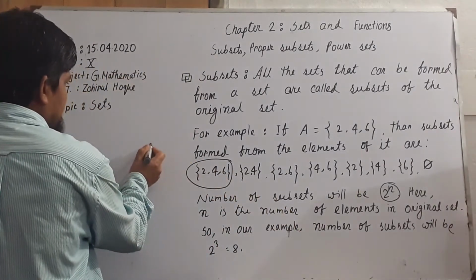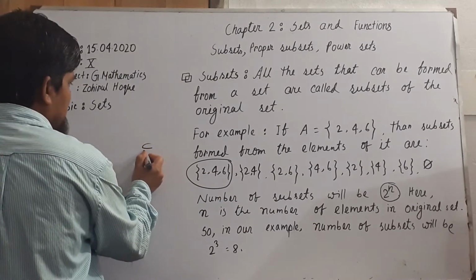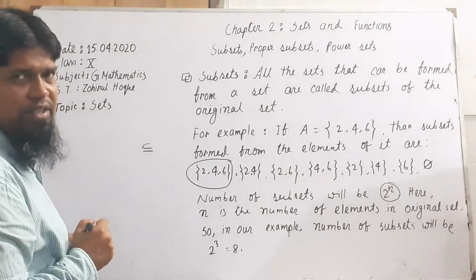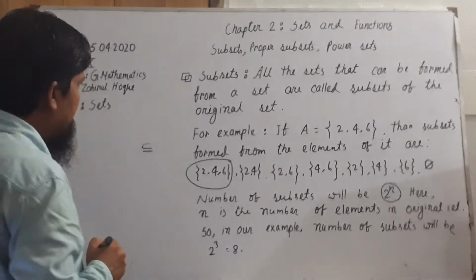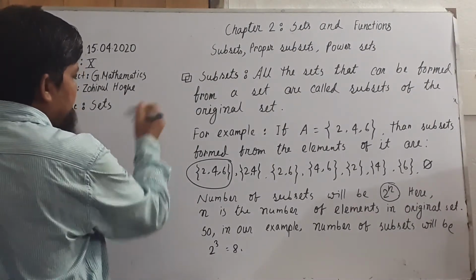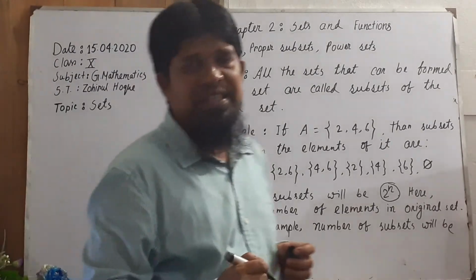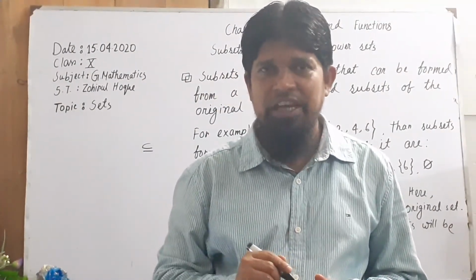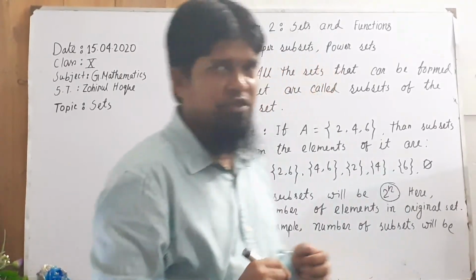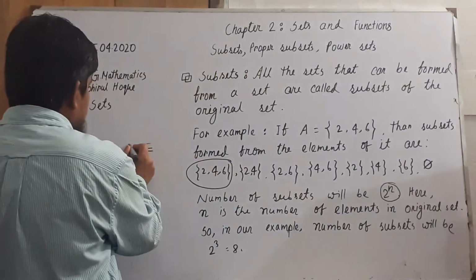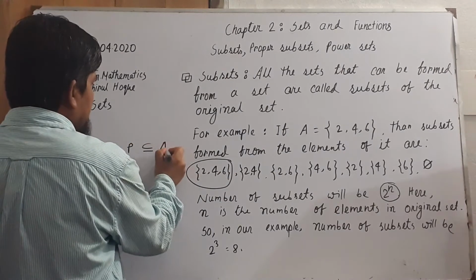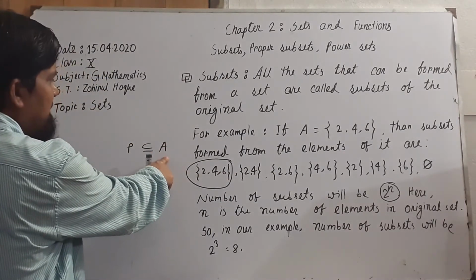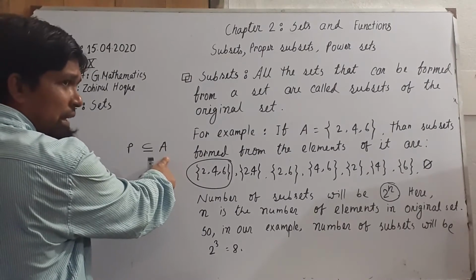I am writing a symbol here. Okay, this is the symbol of subset. If I say that P is a subset of A, so A is the original set and P is the subset. So I will write P here and A here. That means P is a subset of A.